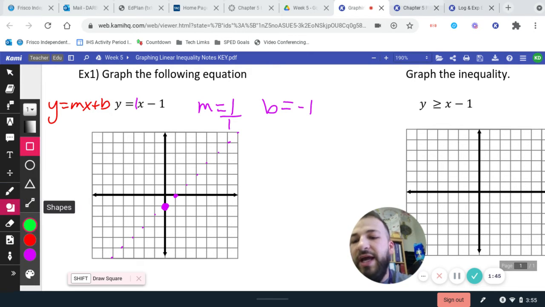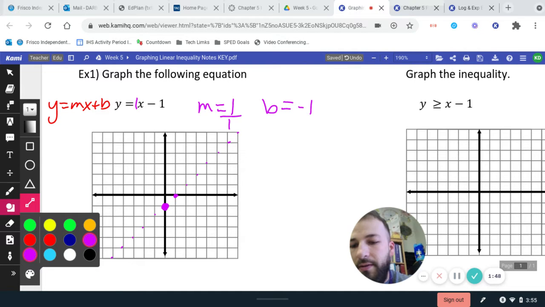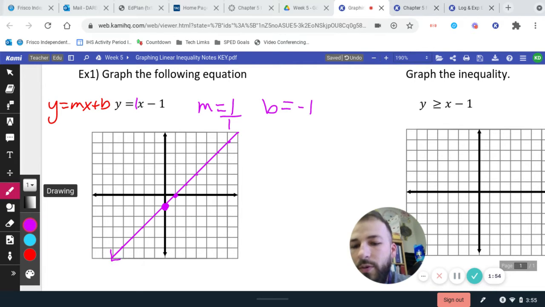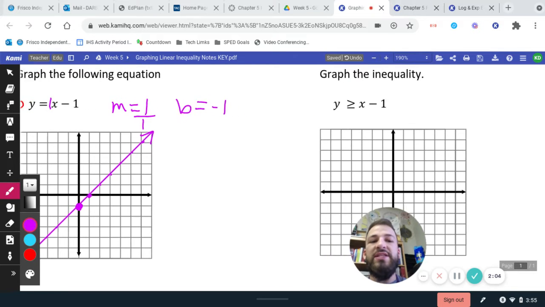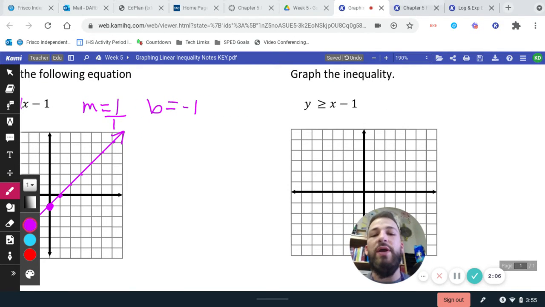And then once I feel like I have enough points that I can graph it, I can go across and add in my nice line, with, of course, arrows on the end to denote that it continues on forever. So now, same idea, but let's graph the inequality. So we have y is greater than or equal to x minus 1.